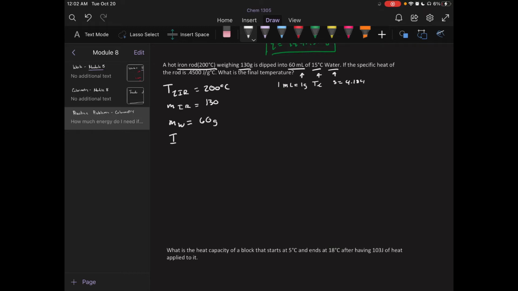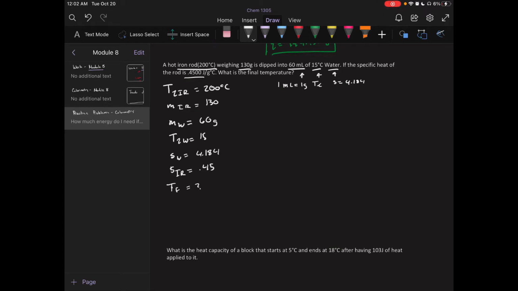The initial temperature of water is equal to 15, and the specific heat of water, again, is 4.184. If the specific heat capacity of the iron rod is 0.45, what is the final temperature? So the final temperature, we don't know.